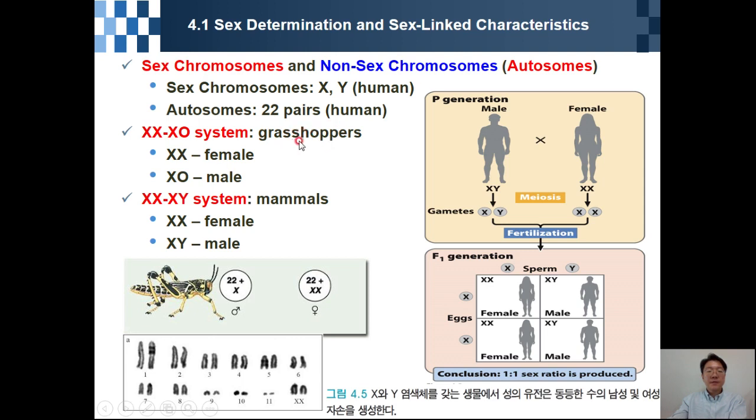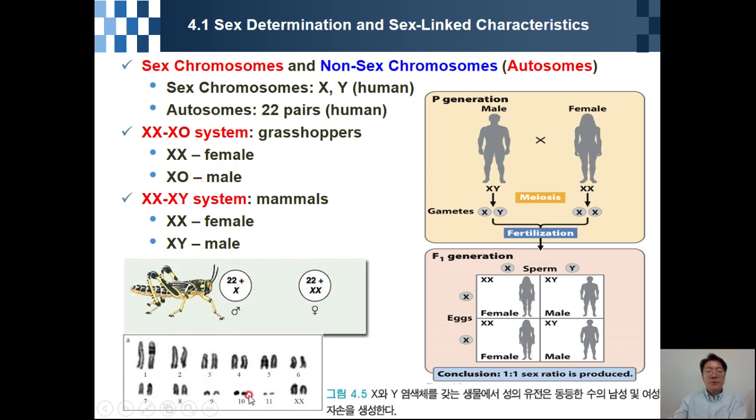Okay, so first, XX shows that it is female, but XO means that they only have one X chromosome. It will make the male like this. So this is the grasshopper.